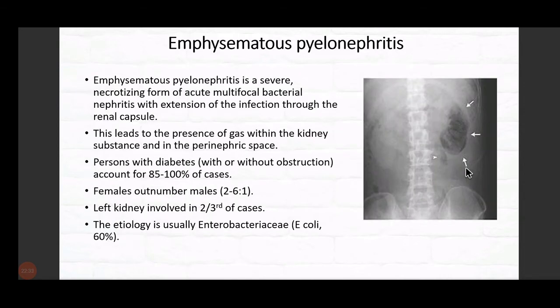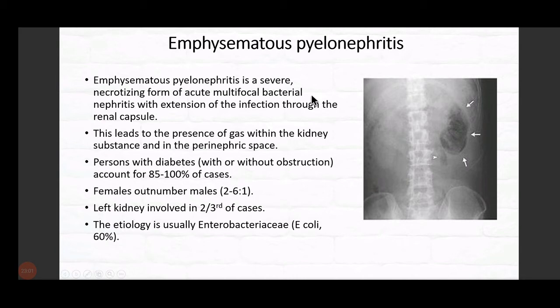One of the complications of this pyelonephritis, if not controlled, is that it can go into severe necrotizing infection. Emphysematous pyelonephritis is a severe necrotizing acute multifocal bacterial nephritis. And there can be extension of the infection. It is not limited to the kidney, but involves the surrounding structures, but it will be renal parenchyma first, followed by renal fascia, and then the surrounding organs.